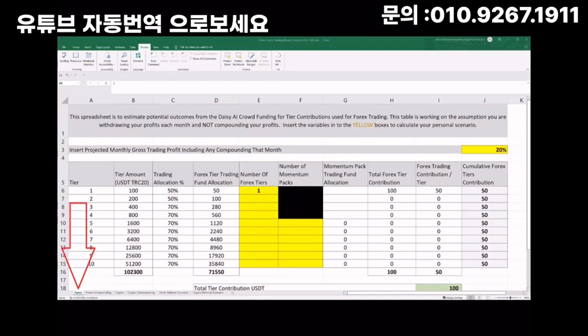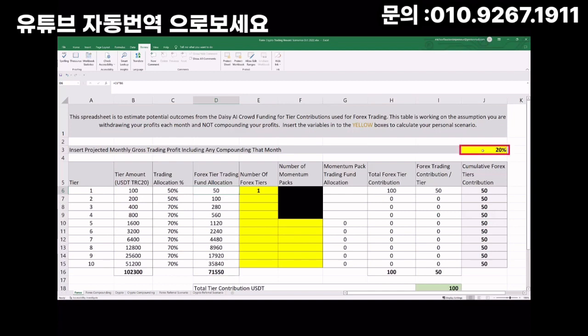In this first tab, you see at the bottom there's a series of different spreadsheets, and the first one is called Forex. This is where you're going to enter in the amount of Forex tiers that you're going to contribute to the development of the Forex AI. By default, we have one tier, which would mean that your cost would be 100 USDT. 50% is being allocated to the trading pool, which means 50 USDT is going into that pool. So your profits will be based on that value going into the pool.